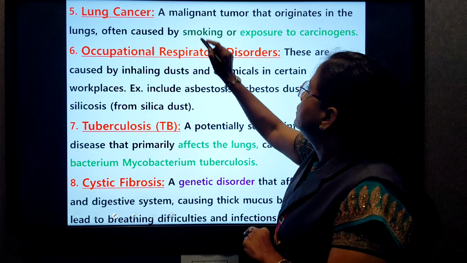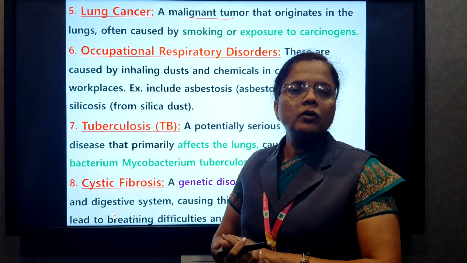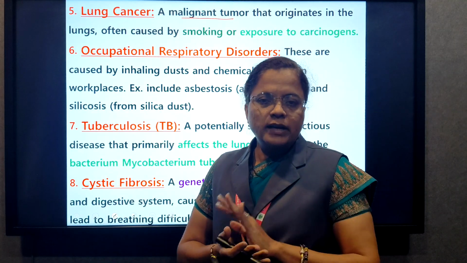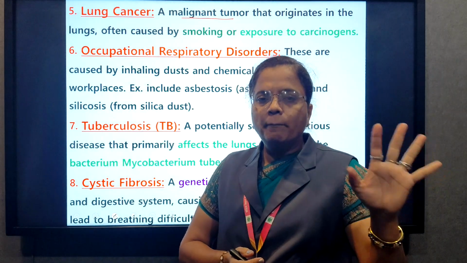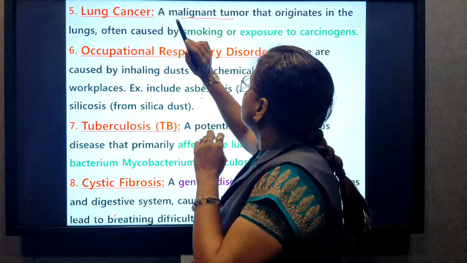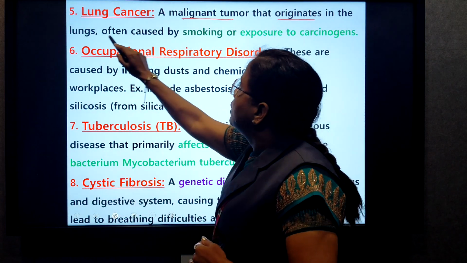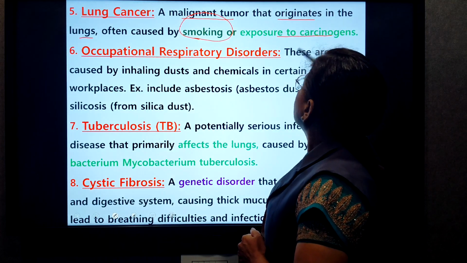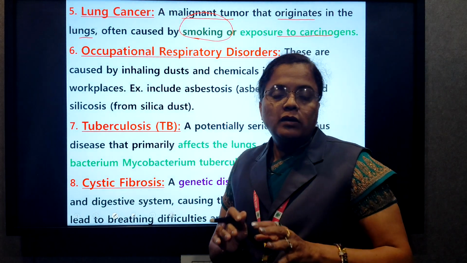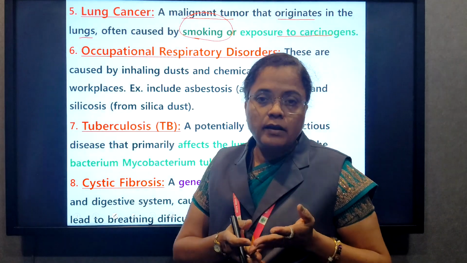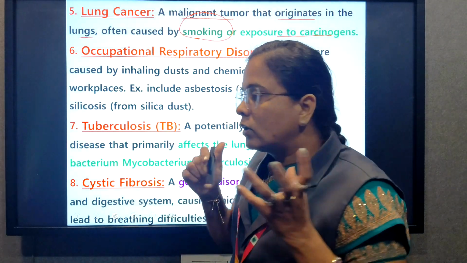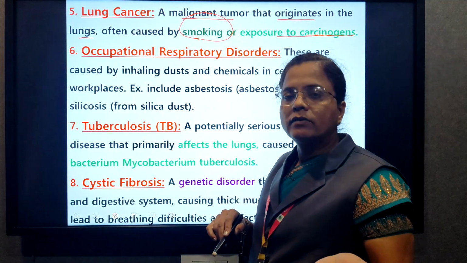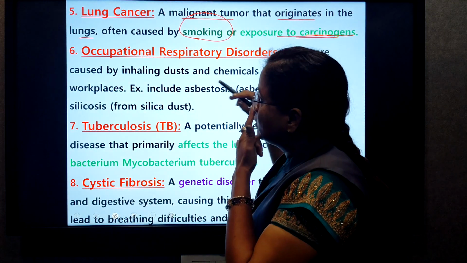Lung cancer. Uncontrolled growth of cells is called a tumor. It has two types, malignant tumor and benign tumor. Benign tumor means a simple tumor, but malignant tumor means a cancer tumor. It originates in the lungs and is caused by smoking and exposure to carcinogens. Those products that create cancer are called carcinogenic agents. Tobacco causes cancer, so tobacco is a carcinogenic agent.